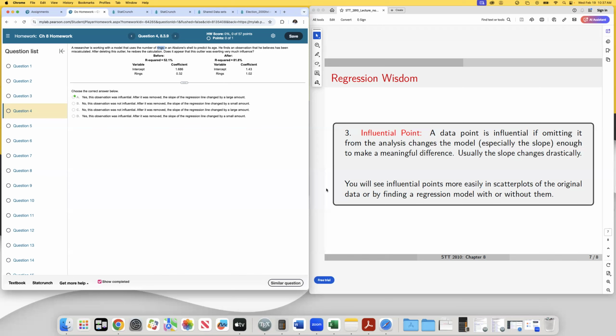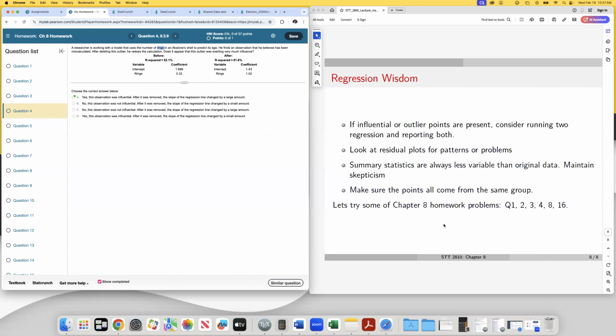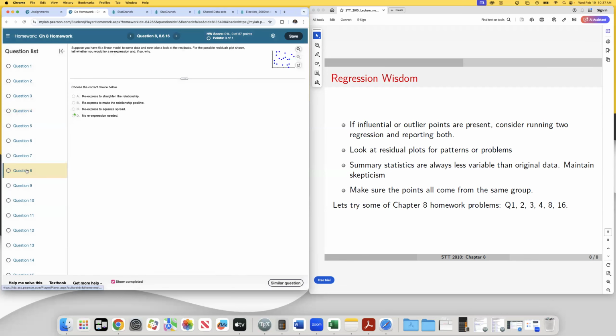Now let's get to 8. We are told that suppose you fit a linear model to some data, and then let's look at the residuals here. For the residual plot shown, tell whether you would try a re-expression, and if so, why.